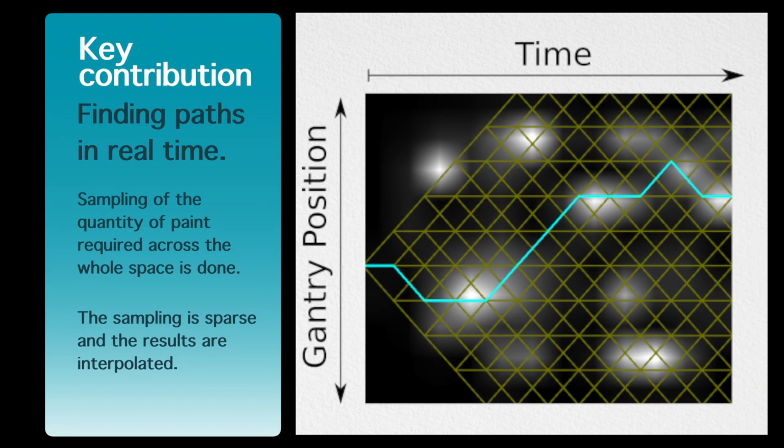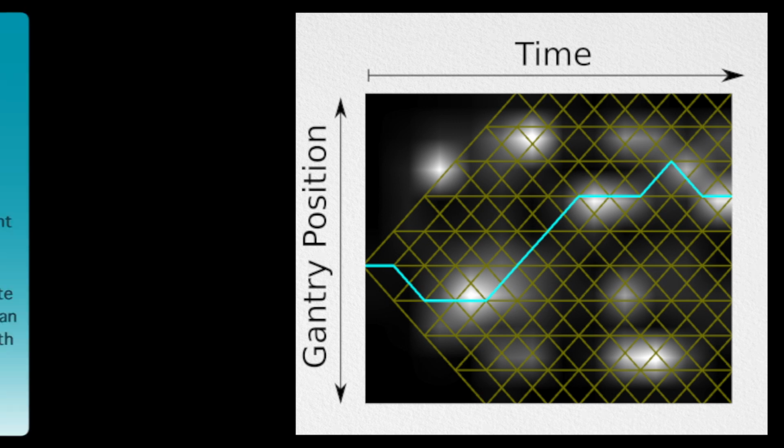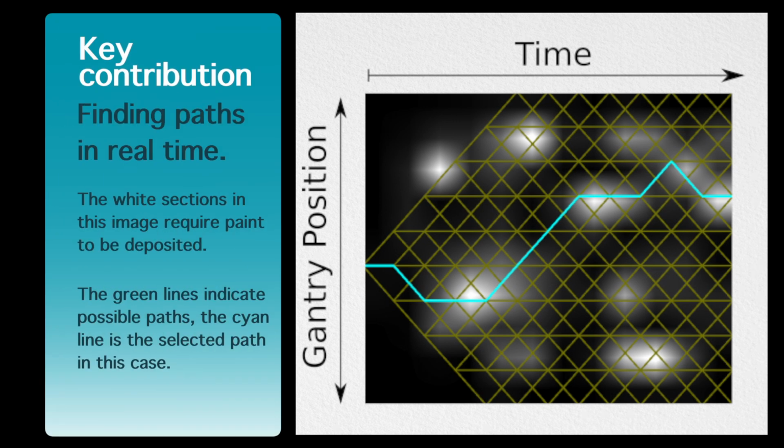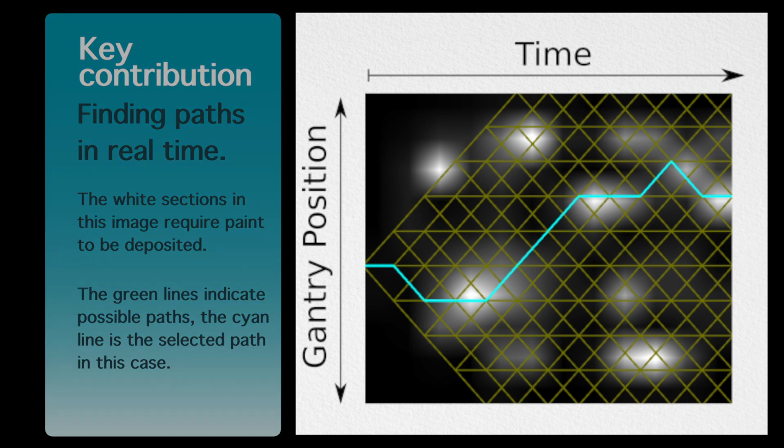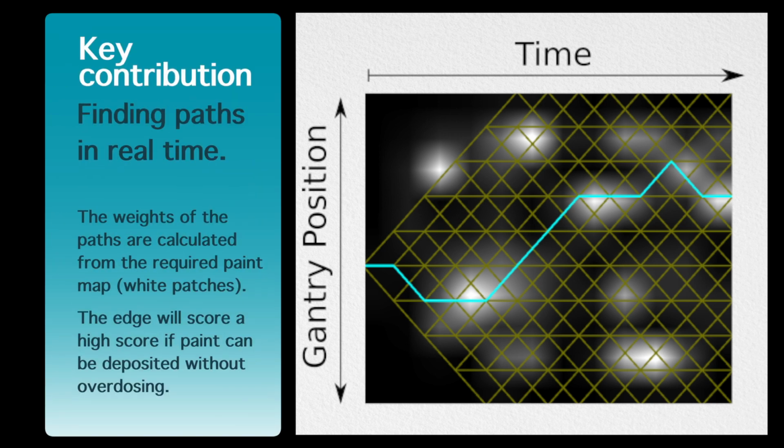Next, at each grid location, we sample the amount of paint required on the geometry if the head were to be in this location at this time instant. The result of this sampling process is shown by the white shapes in this image. The green lines in this image represent a simplified version of the directed acyclic graph. The cyan line is the path selected by our method in this case.